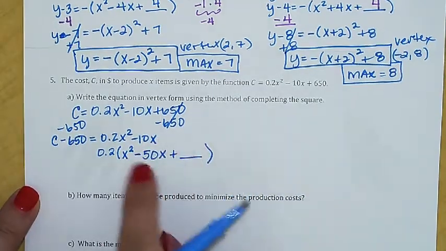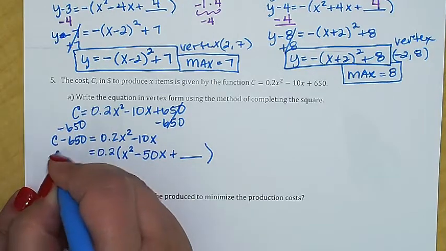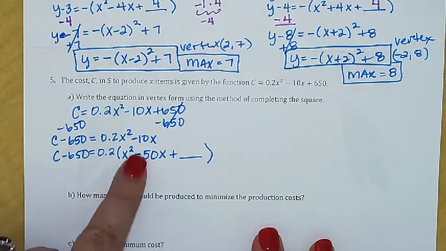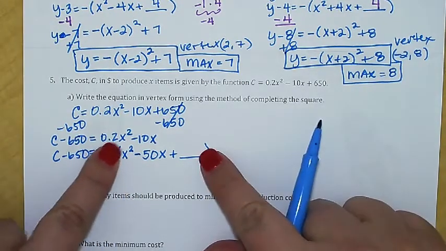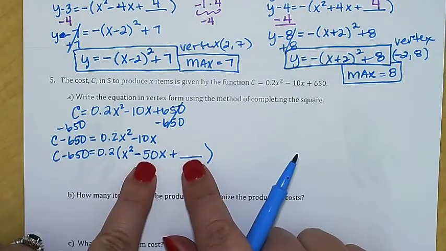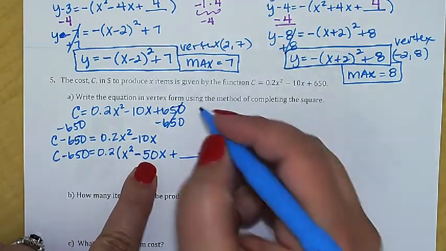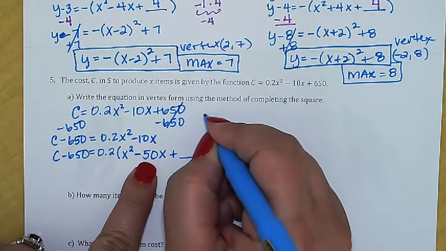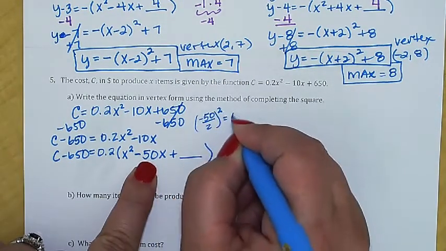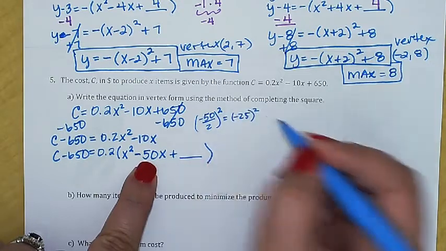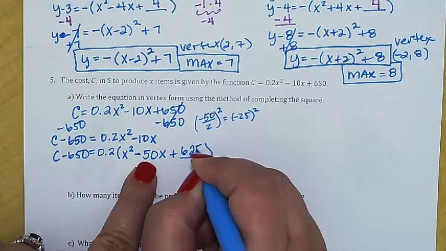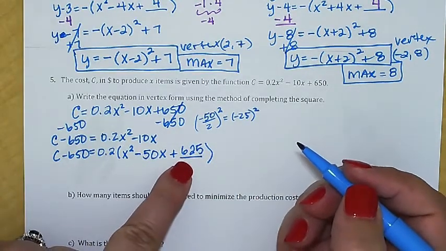So here is kind of this artificial environment where I'm going to complete my square. I just factored out that 0.2. And I'm in this sort of little imaginary space. I'm going to go ahead and complete the square. So I'll take this here in the middle, I'll divide it by 2, and then square that answer. So negative 50 divided by 2, and then I square that answer. So that's negative 25 squared. Happens to be 625. So that is what I want to introduce here.